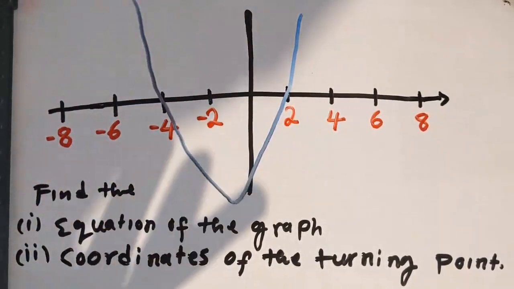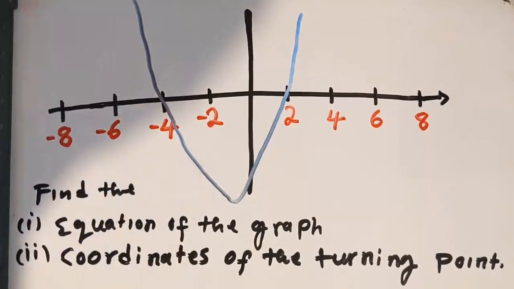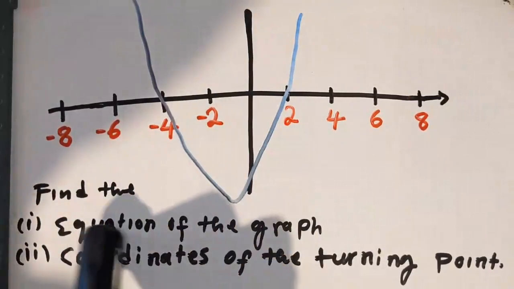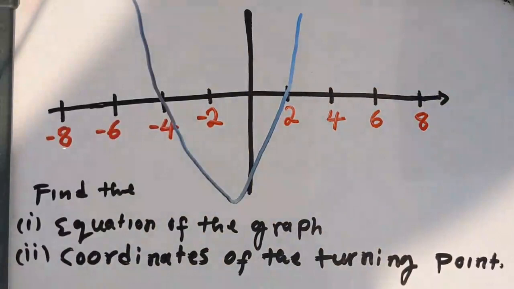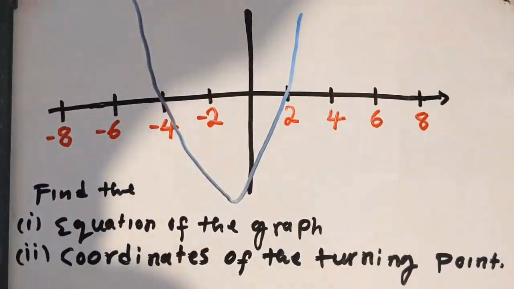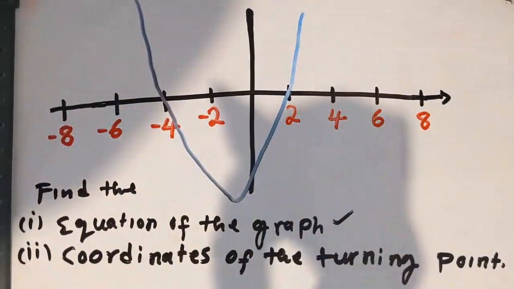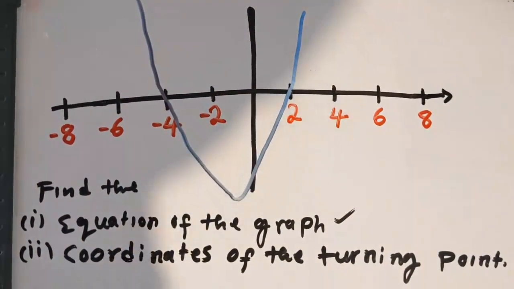When you are given the graph together with the coordinates, you are asked to find the equation of the graph. The first question is talking about the equation of the graph. The other question is talking about the coordinates of the turning point. So we are going to solve this question together. Alright, so we'll start with the first one. How do you find the equation of the graph?